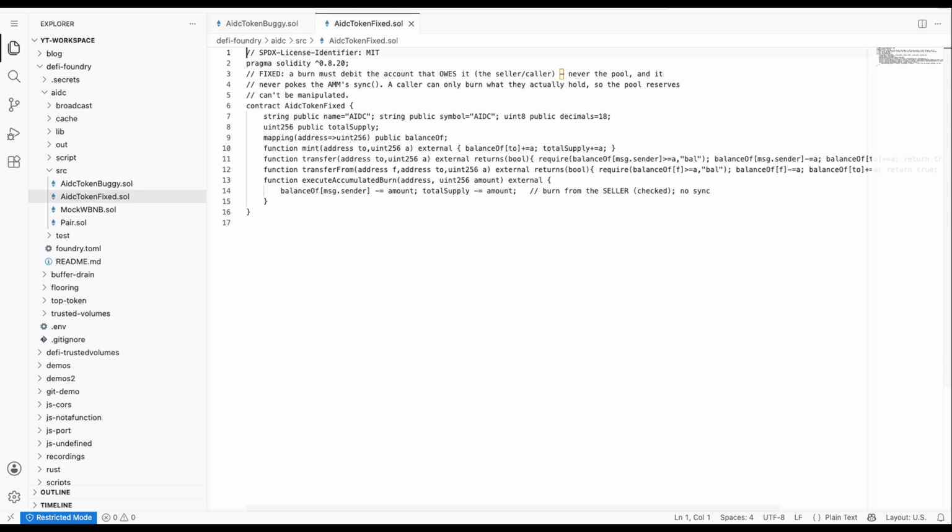The fix follows one rule. A burn must debit the account that owes it, the seller, never the pool. Here the burn hits the caller's own balance and it never touches the AMM or calls sync, because you can only burn coins you actually hold. You can't shrink the pool, so you can't move the price.